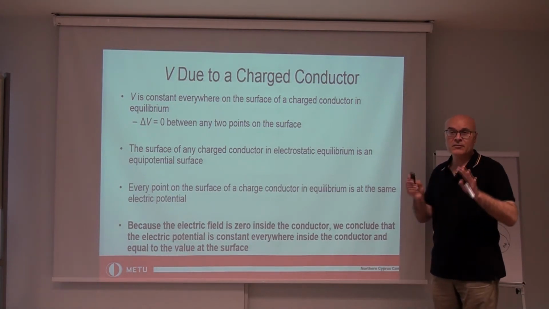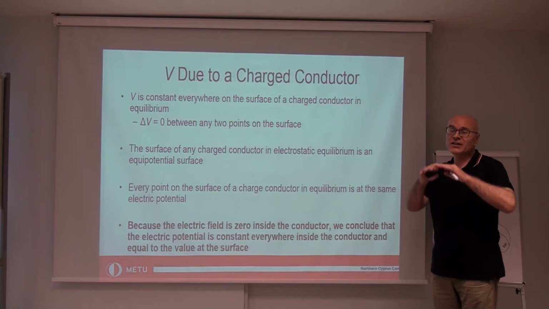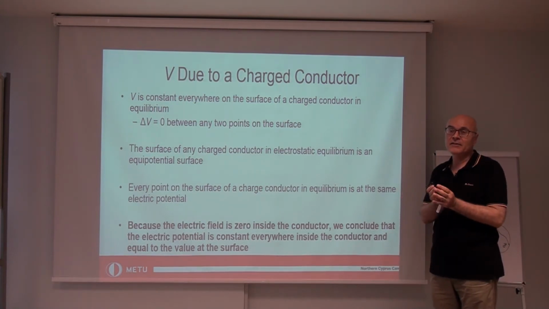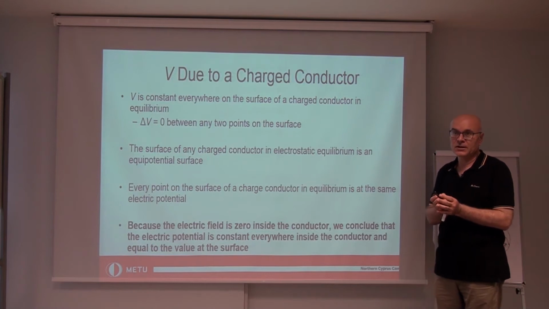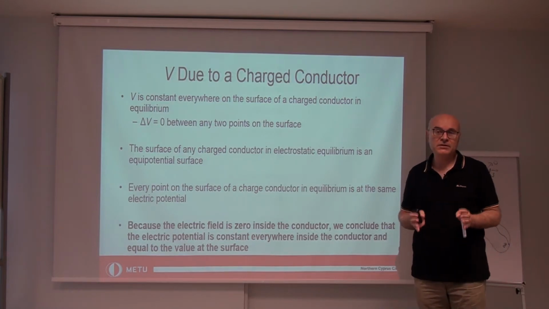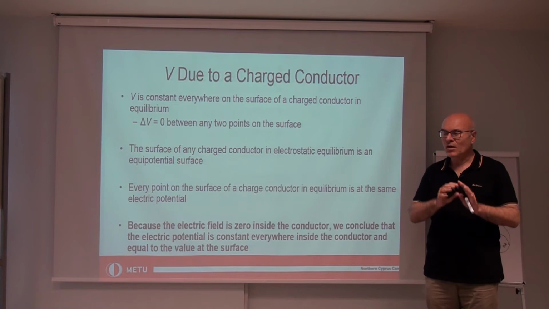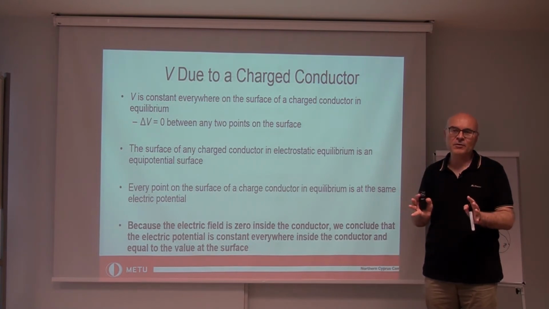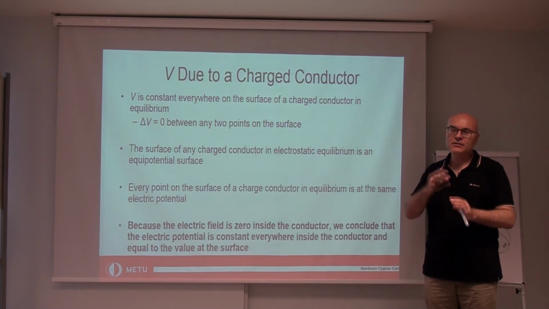So the conclusion is that even for a charged conductor, and of course if the conductor is not charged the same applies, the potential for any point inside the conductor is constant. All the points inside the conductor are at the same potential, and this potential is the same as the potential at the surface of the conductor. This is a very important property of conductors. So any conductor which is in static equilibrium has all the points in that conductor, whether inside it or at the surface, at the same potential.